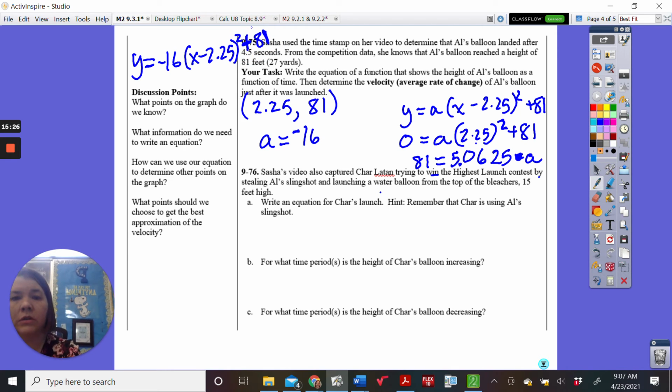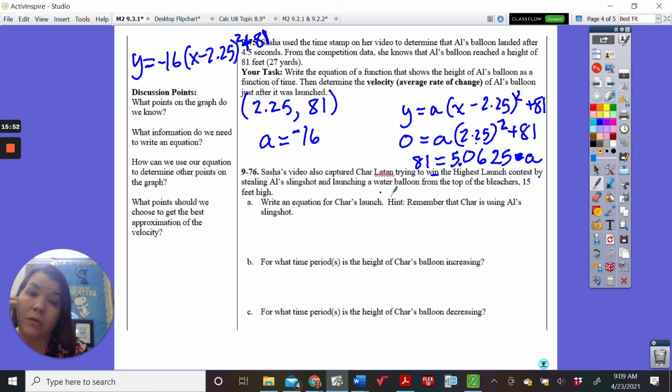That's my equation. So after this video, Char also competes, trying to win. He does it by stealing a slingshot and launching a water balloon from the top of the bleachers 15 feet high. Write an equation for Char. Remember that he is using Al's slingshot, which means it should be very similar in how long it takes to rise and fall. But he started higher. And so, let me think about that for a minute.